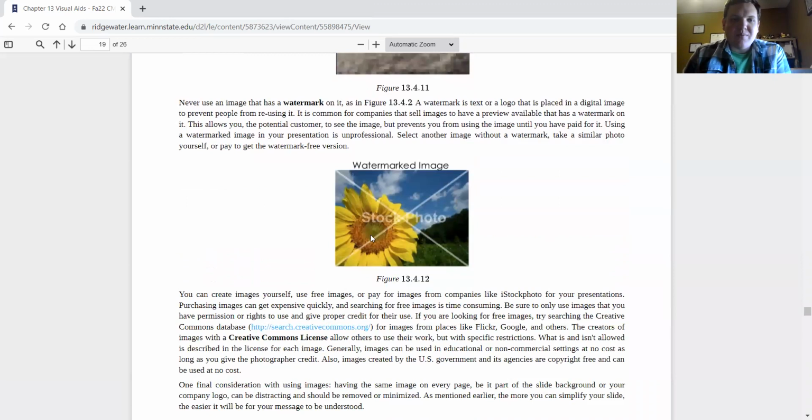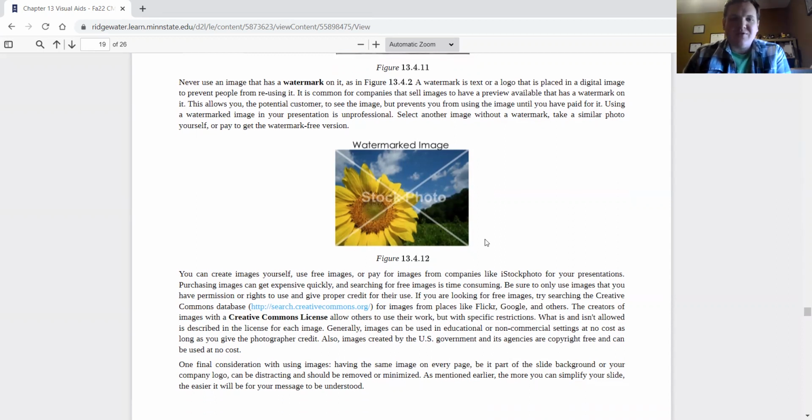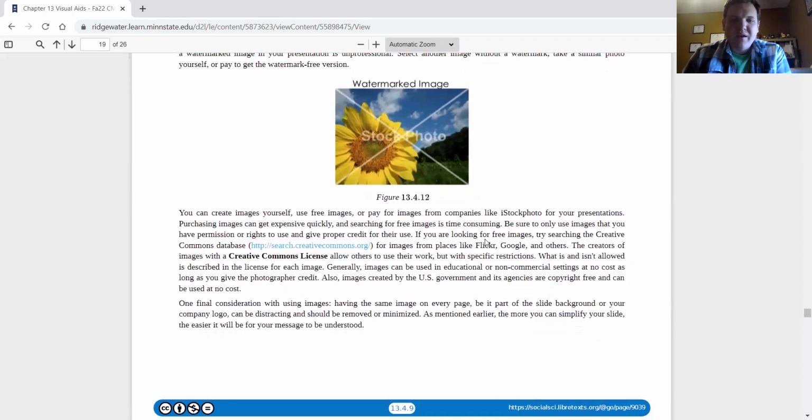You want to avoid watermarked images, right? Because that means you don't really have an authorization to use the image. So avoid using those watermarks. If you're doing a professional presentation, you may have to pay to get an image, but there are a lot of free websites out there where you can find free images. So here's one free image search base where you can use it. And it's good to use free images as well.